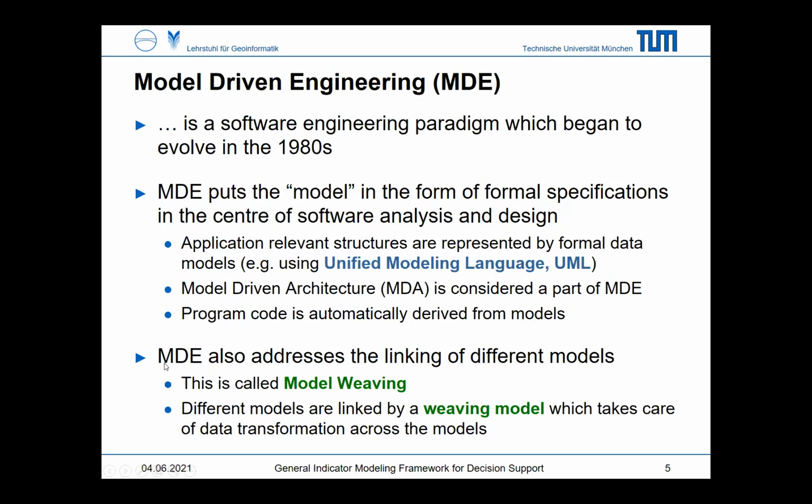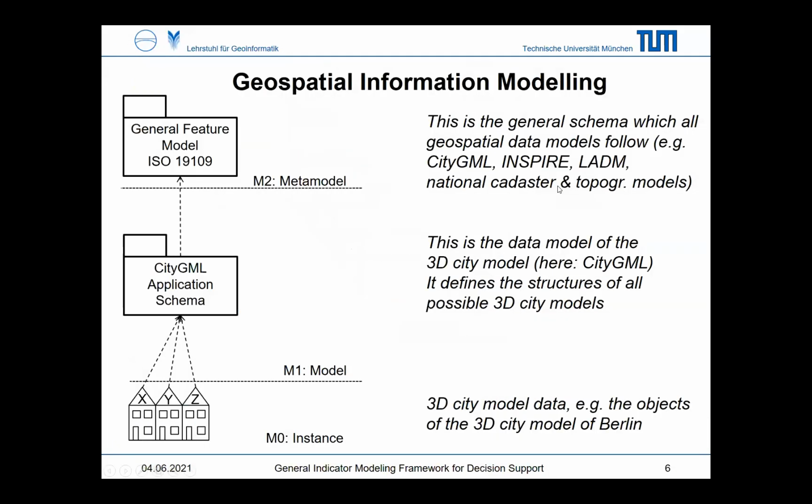However, there's an important thing in MDE that is not so much addressed in others, for example, in model-driven architecture: the linking of different models. When people today talk about linking of different models, they often talk about ontologies, and they say you need to use an ontology. No, you can also use MDE from the domain of data modeling. So you can also use UML, and all the representations that are very common to everybody here in TC 211. This is then called model weaving. Different models are linked by what is called a weaving model, which takes care of data transformation across the models.